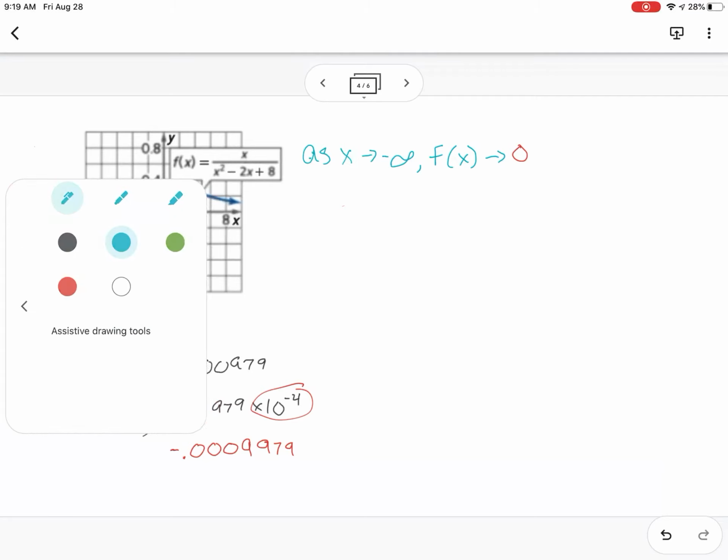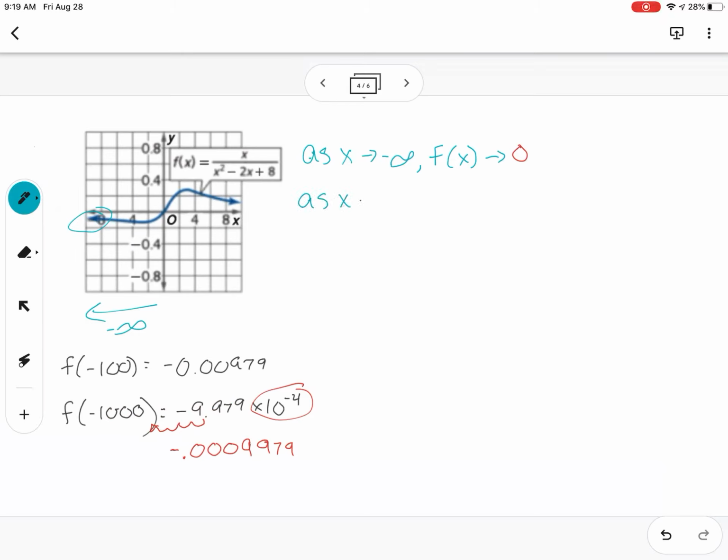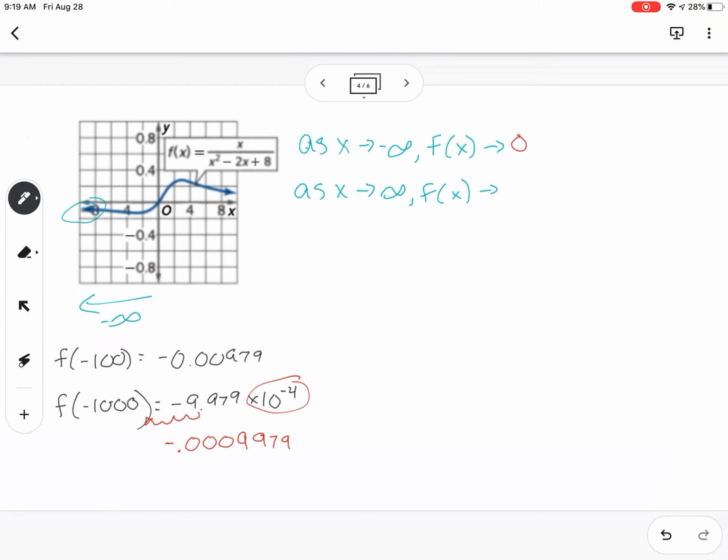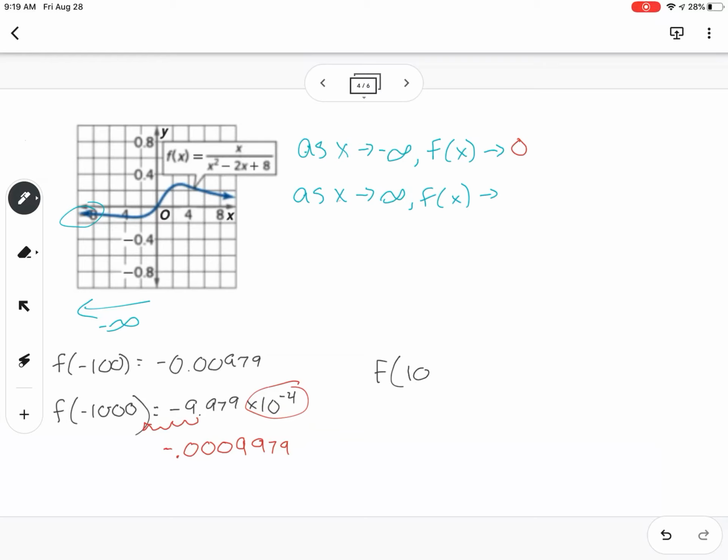Okay, now we'll do positive. So as x approaches positive infinity, what is our function approaching? As you see, it is also going sideways. We need to know what it is, see if it's 0 or something else. So we're going to take our equation again. This time we're going to plug in a positive 100 and a positive 1,000.